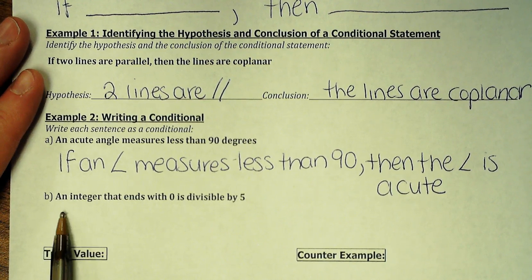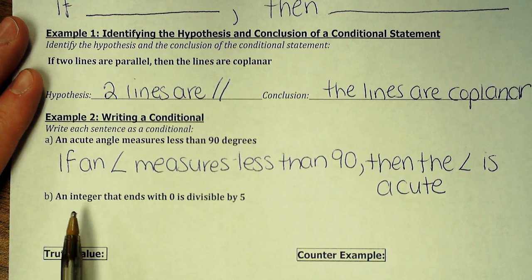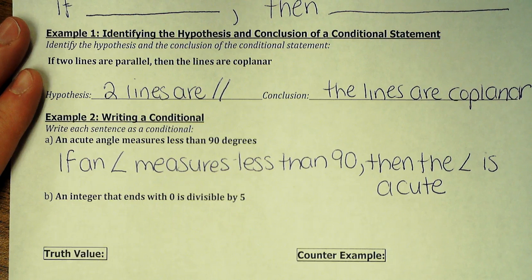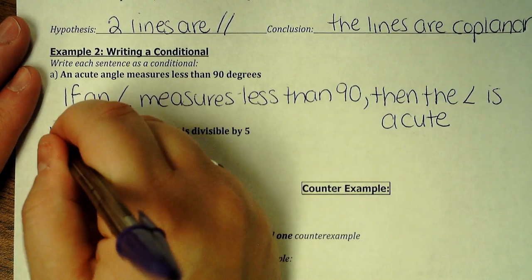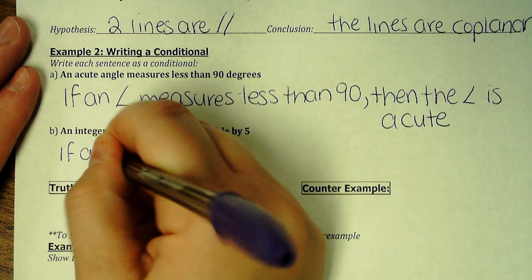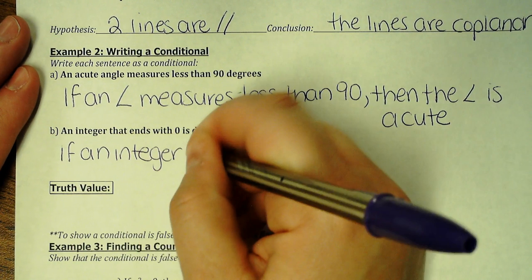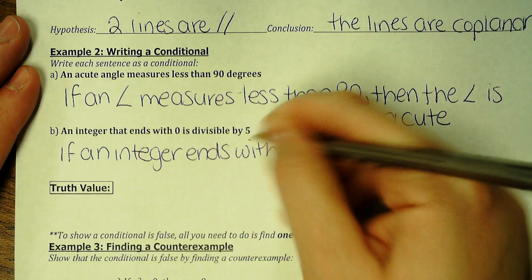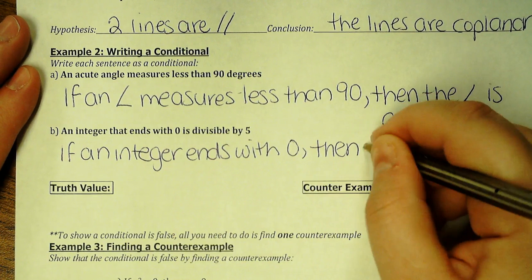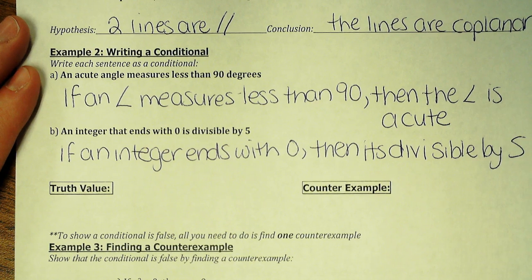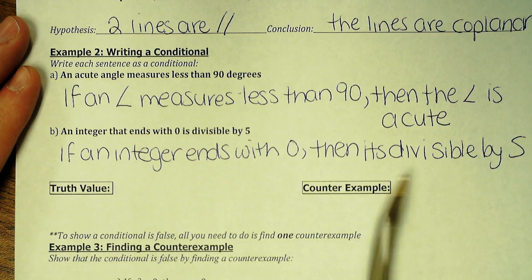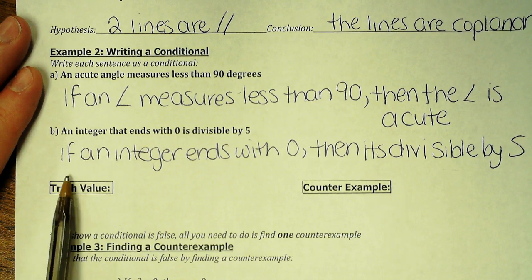Second practice question here: an integer. An integer is a nice number. It can be positive, it can be negative, no fractions, no decimals. That's what an integer is, just nice numbers. That ends with 0 is then divisible by 5. So we're going to turn this into a conditional statement. I'm going to say if an integer ends with 0, then it's divisible by 5. So the hypothesis, an integer ends with 0, the conclusion, it's divisible by 5. We're turning it into a conditional statement.